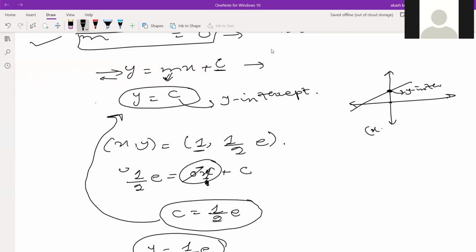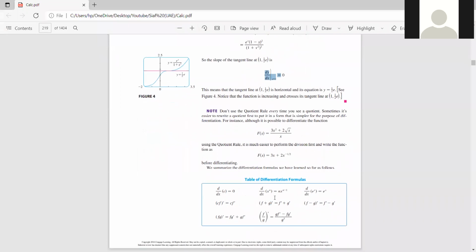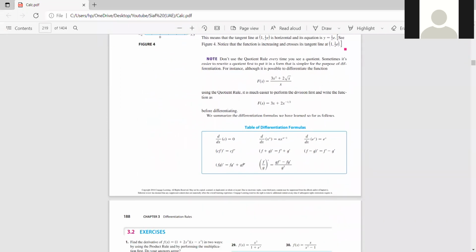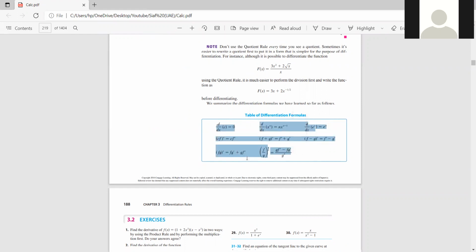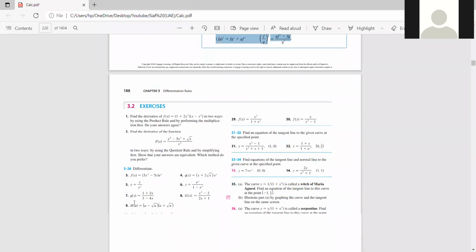Now back to the book. This is the summary of the differentiation formulas that we have studied so far. Here are the constant derivative, which will be 0, power rule, exponential rule, multiplication rule, addition rule, subtraction, multiplication, and division rule. All the rules that we have studied so far are covered here. And this is exercise number 3.2.